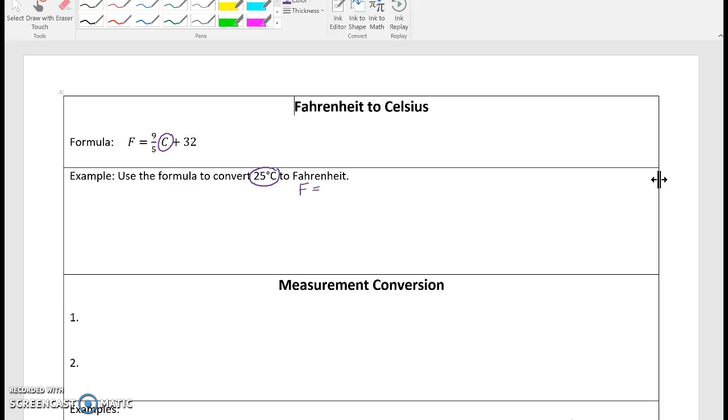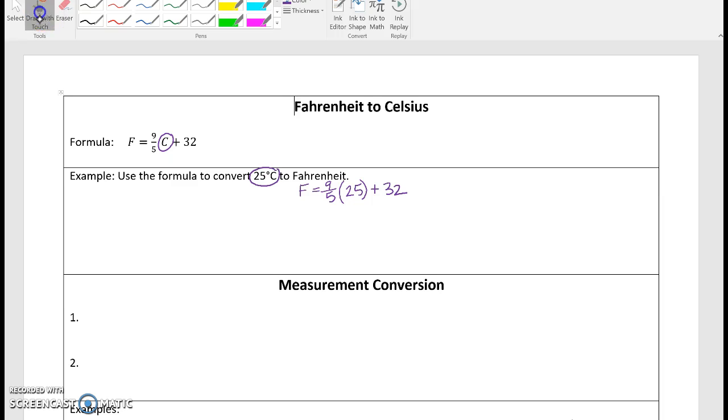So Fahrenheit equals 9/5 Celsius, so times 25 plus 32. So don't forget your plus 32. So one option here is I see a fraction, and I know a lot of you guys don't like fractions, so your instinct is going to be to change it to a decimal. That's perfectly fine. So let's go ahead over here and change 9/5 to a decimal.